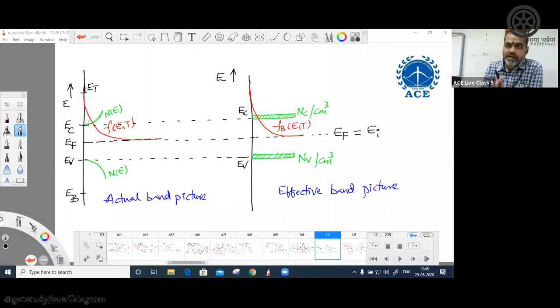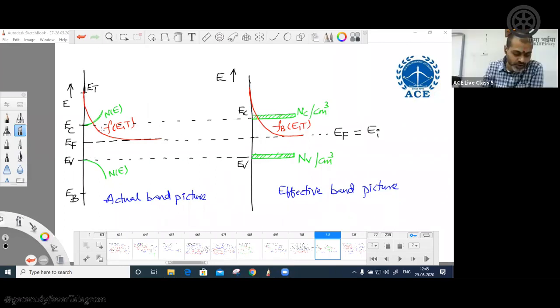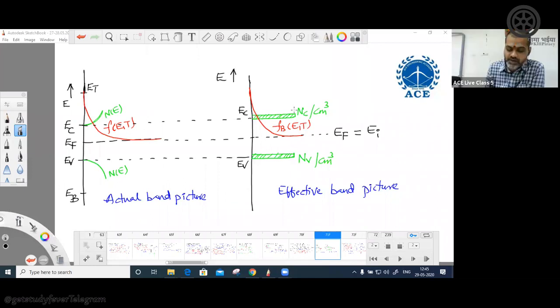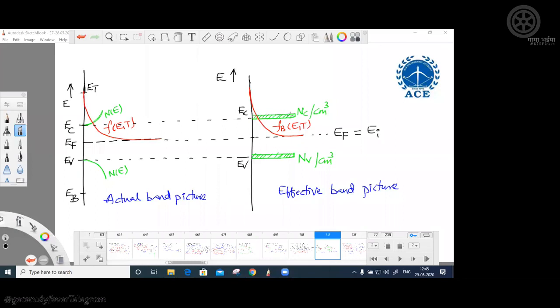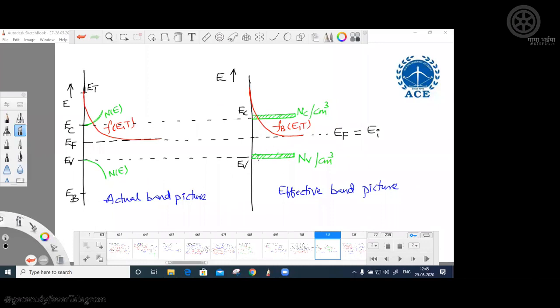Now, our interest is going to be only near the edges of the band, either the conduction band or the valence band. So instead of representing the complete n of E here, we are considering only the edge. We are replacing that entire n of E with an effective density, like a delta function. What is the area under this? It gives Nc. And similarly, at the edge of the valence band, we have done the same thing. Instead of representing the complete n of E, I am just putting Nv. Got it?